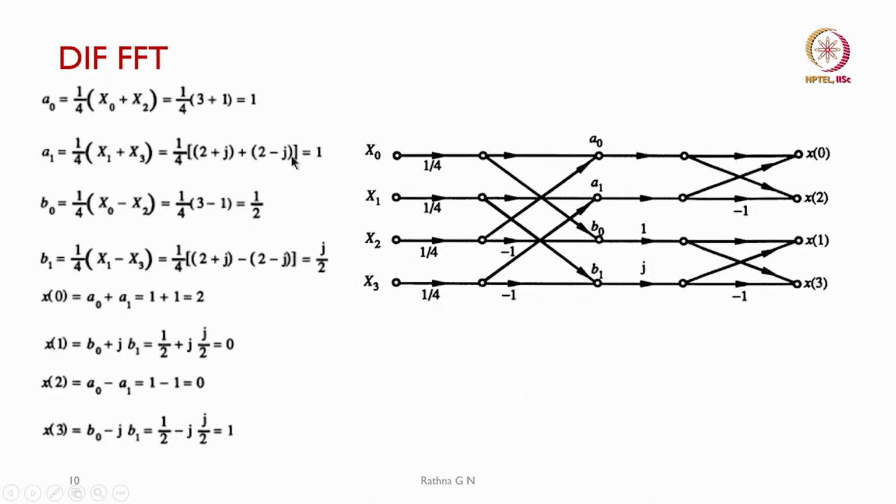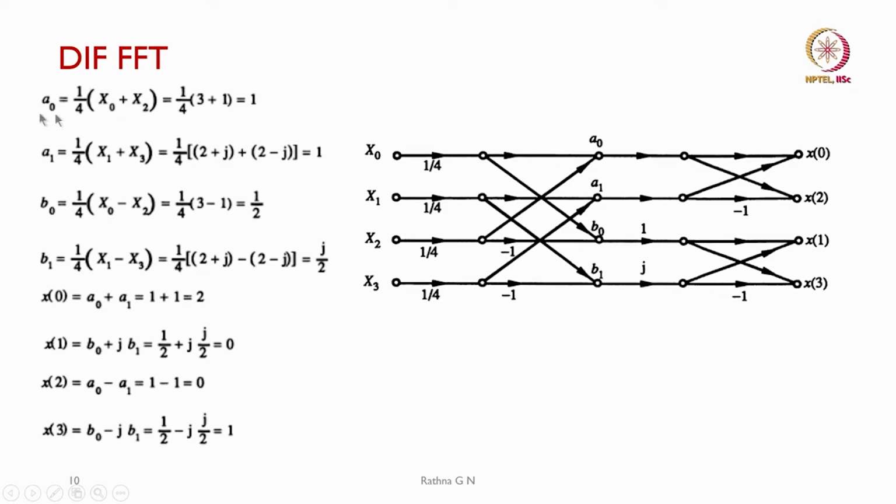So, what is it? Here x 0, x 1, x 2, x 3 are in sequence, and our output will be out of order. That is, the bit reversed output we will be getting: x of 0, x of 2, x of 1 and x of 3. This we call decimation in frequency FFT.